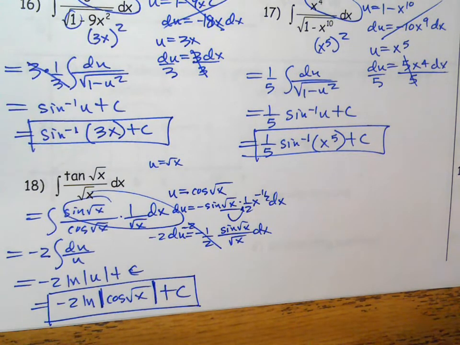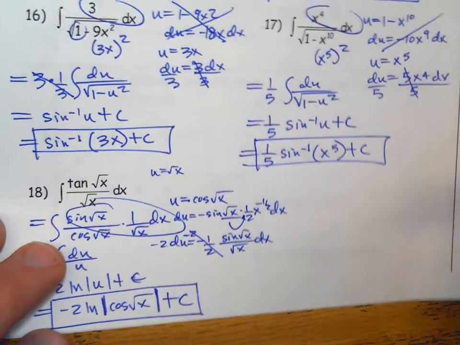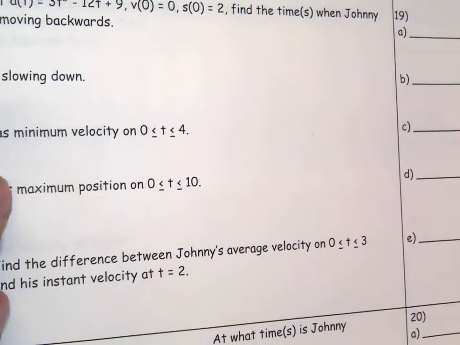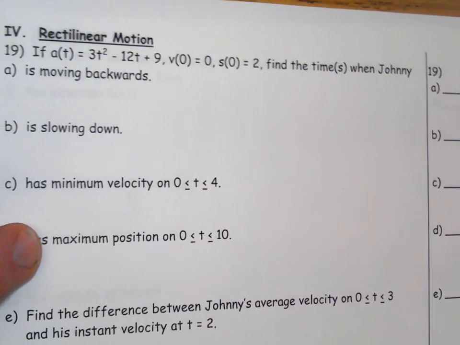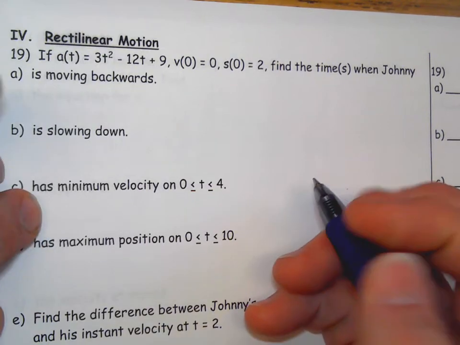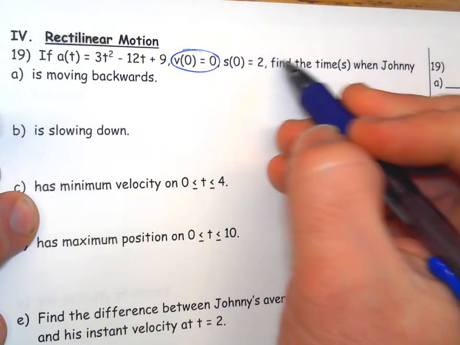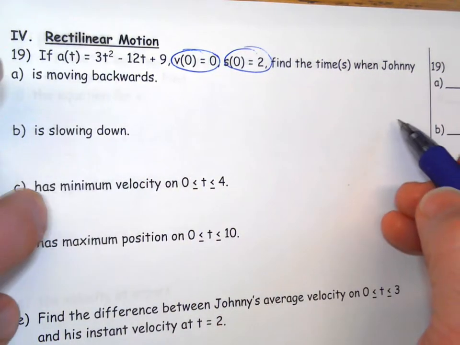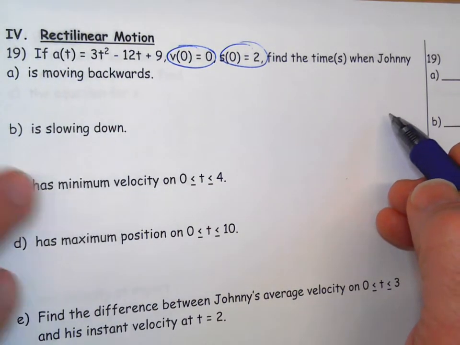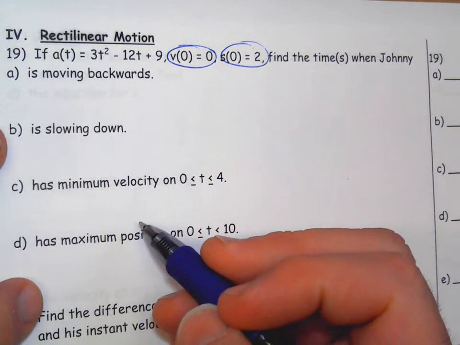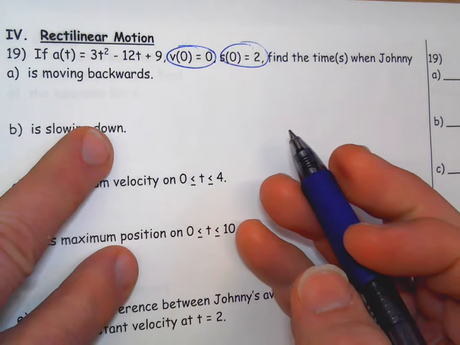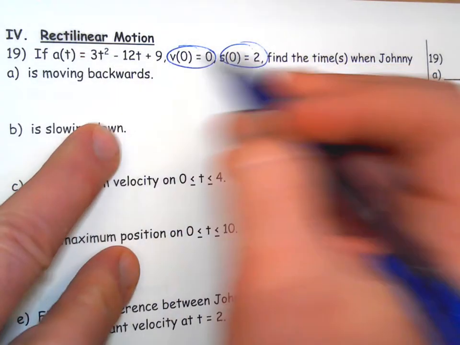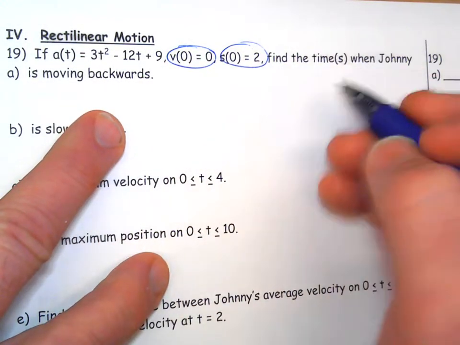So that's all the integration stuff, and then we got some motion stuff. For the motion stuff, I've given you acceleration, an initial value for velocity, and an initial value for position, and you need to find a bunch of things about it. What you might try to do first is just work backwards to find velocity and position, just to have them ready to go.